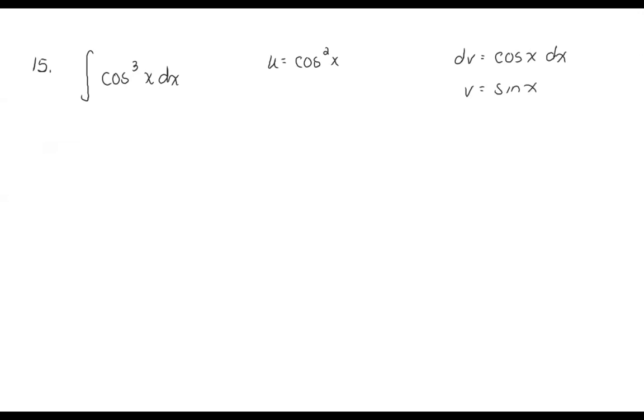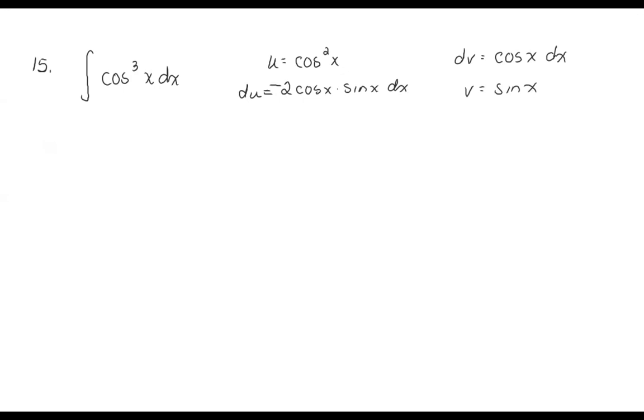My du is maybe not so nice because I need my power rule: 2 times the cosine of x times the derivative of cosine x, which is negative sine x. So it's a little messy. But I've got my u, I've got my du, and I should be good to go. So let's write in all the pieces.